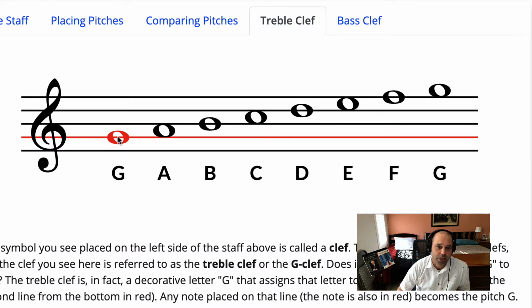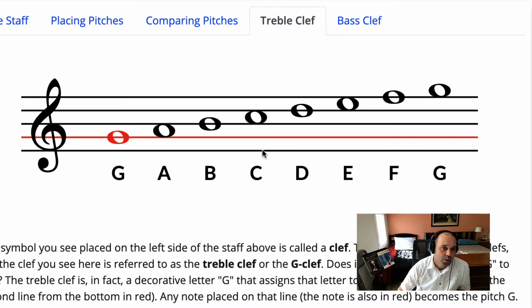So G, back one in the alphabet, we can even see it over here. G, back one spot in the alphabet is F. And then I could figure out the next line below that would be E, and the next space up against the staff would be D, and so forth forever, pretty much.